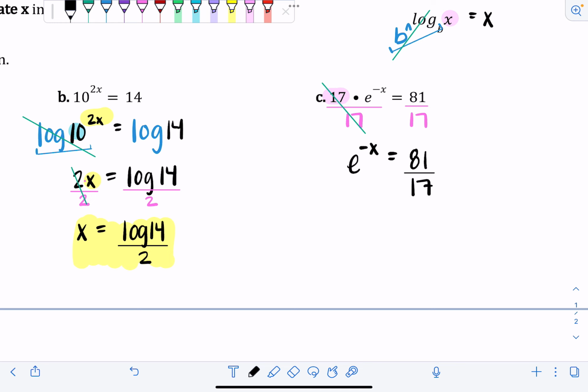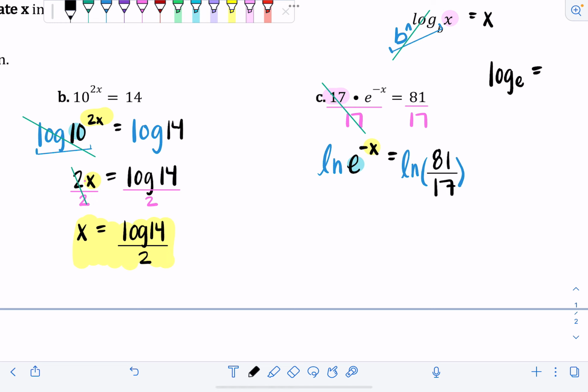It can't be reduced or anything, so I'm just going to leave it as is, 81 over 17. And then my goal here is to solve for x, so I would have to cancel out the exponential. In order to cancel out the exponential, I have to figure out the base, and then pick a log that has the same base. So e, remember, was that random number 2.718 and so on. But there's a special log that has a base of e, and it's called a natural log, and that was the ln. So we would natural log both sides of the equation, because a log with a base of e is the same thing as ln.